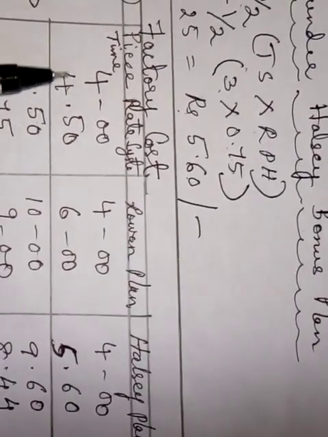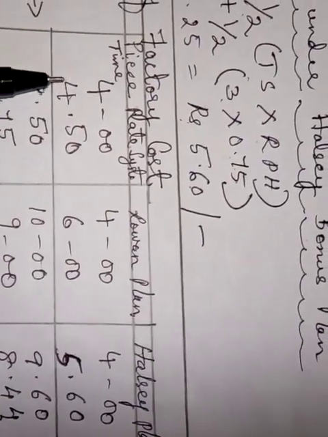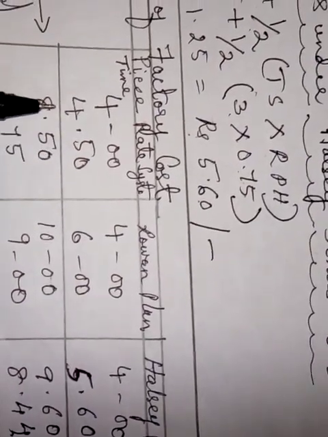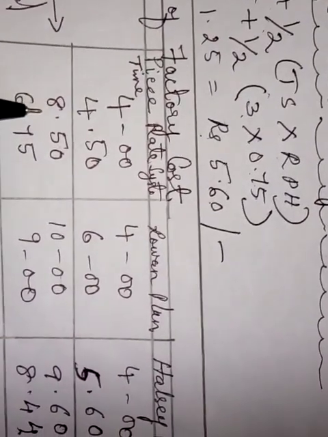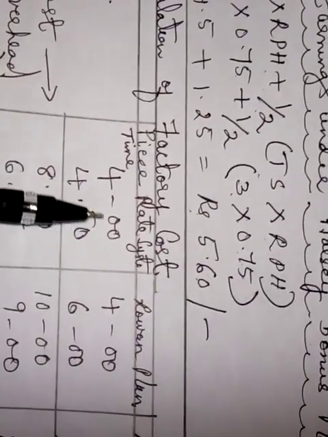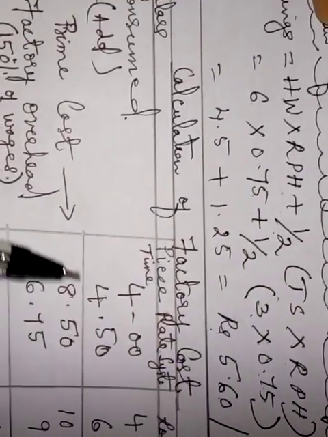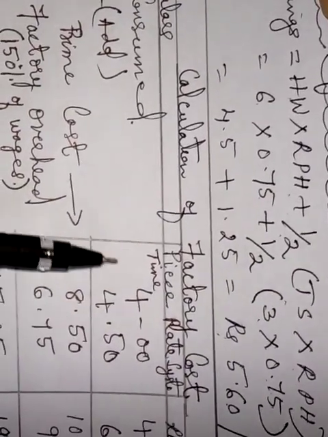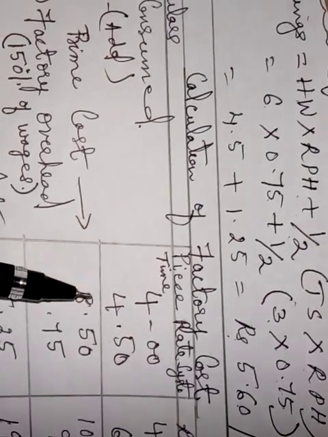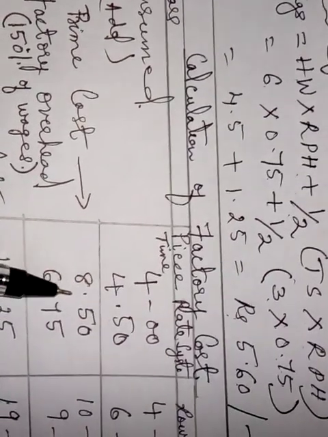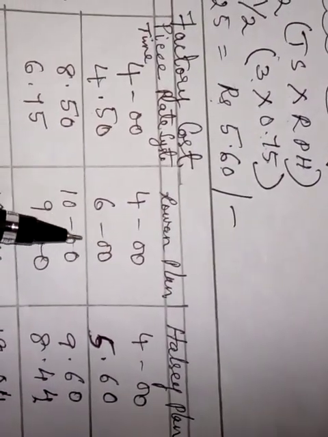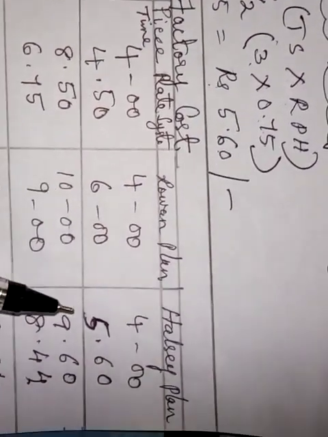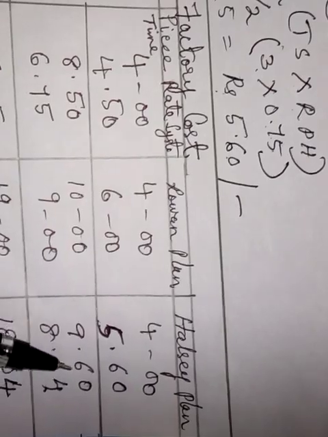The total of the direct expenses, that is direct material consumed and wages, gives the prime cost. Prime cost is the total of all direct expenses. Material consumed and wages under the time rate system is 8.5. Under Rowan's plan it is 10 rupees. Under Halsey plan it is 9.6.